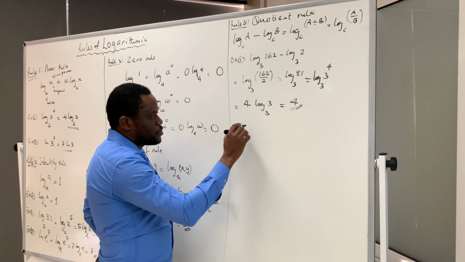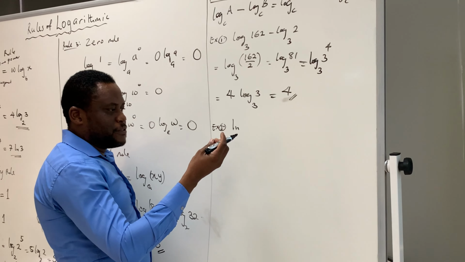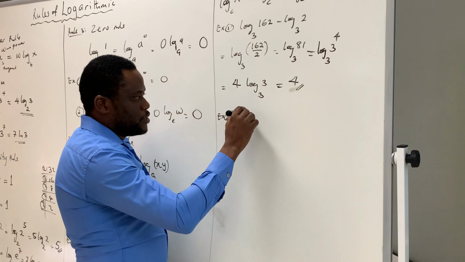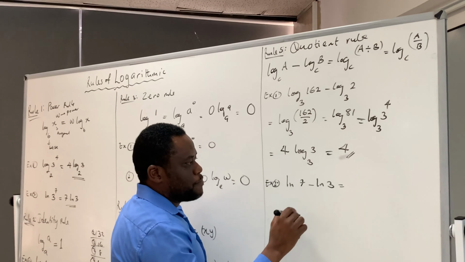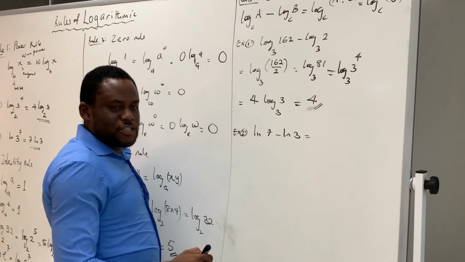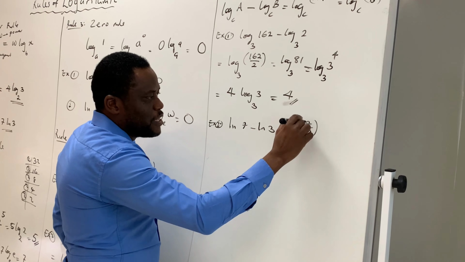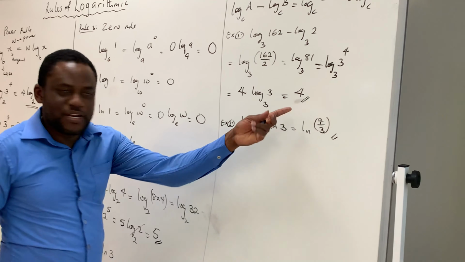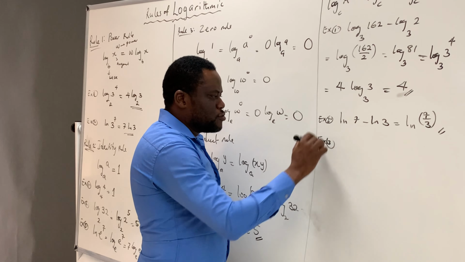Let's do one more example. Let's say we have ln 7 minus ln 3. Ln is common. We have ln of 7 divided by 3. Simple, because you cannot divide this, right? So okay, let me combine this rule.